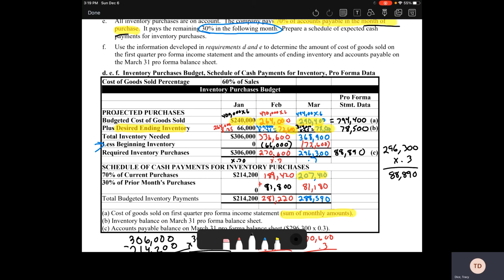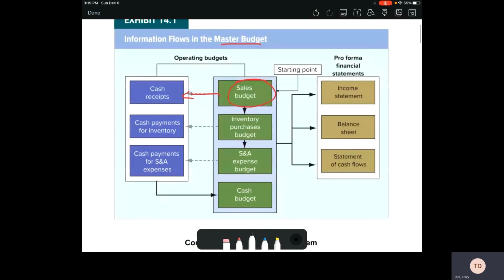And that is your inventory purchases budget, the schedule of cash payments for inventory purchases. So what we just did was we came up here and we figured out this inventory purchases budget and our cash payments for inventory, and then figured out which pieces of those go on those pro forma statements.